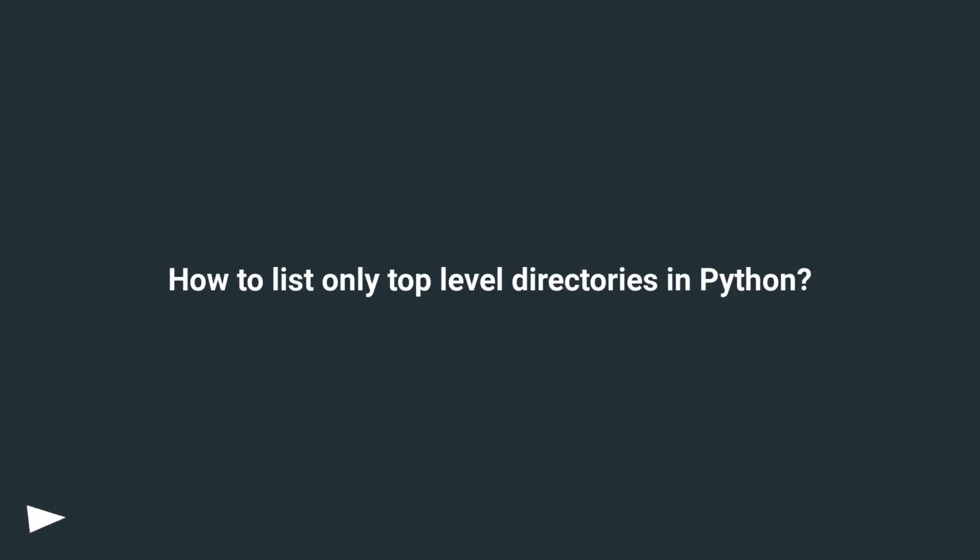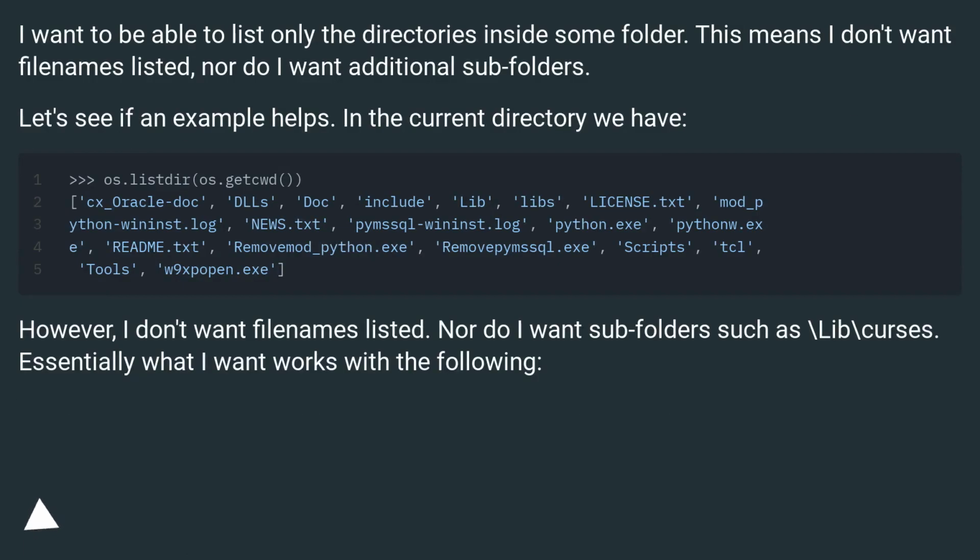How to list only top-level directories in Python? I want to be able to list only the directories inside some folder. This means I don't want file names listed, nor do I want additional subfolders. Let's see if an example helps.